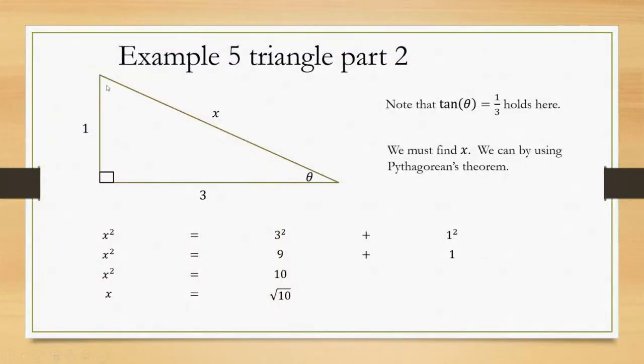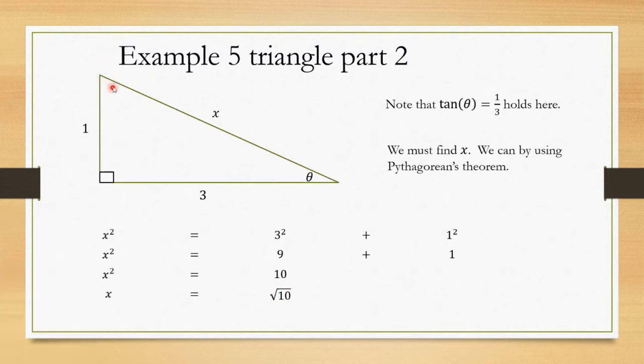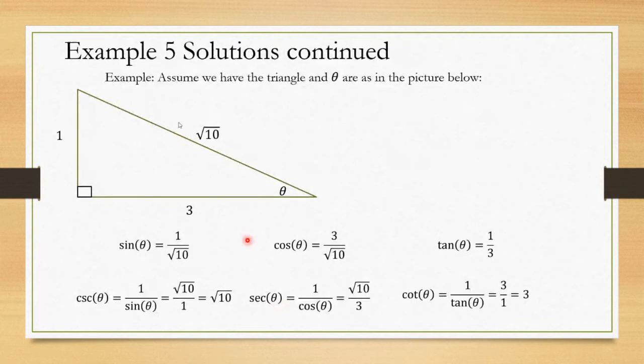And again, if you happen to put theta up here instead, the only difference is that this would be the opposite side and this would be adjacent. So in that case, the 3 and 1 would be switched. But we get the hypotenuse is the square root of 10. So this is what our right triangle actually looks like.